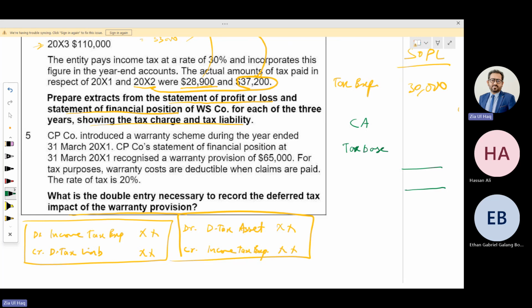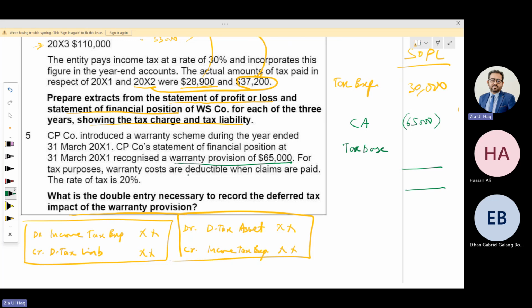So CP company introduced a warranty scheme during the year ended 31st March 20x1. CP company's statement of financial position at 31st March 20x1 recognized a warranty provision of 65,000. This is the carrying value of not asset, liability in our books. If it is a liability, it is negative figure. If it is asset, it is positive figure. Liability, negative credit balance. Asset, positive debit balance.